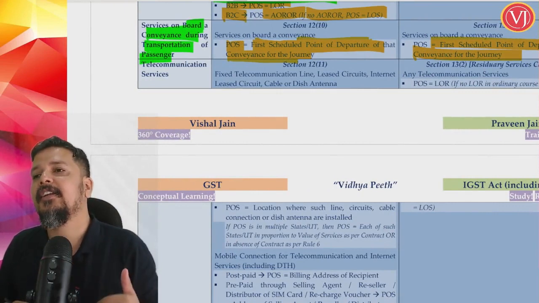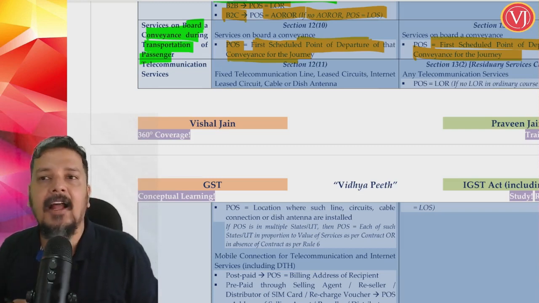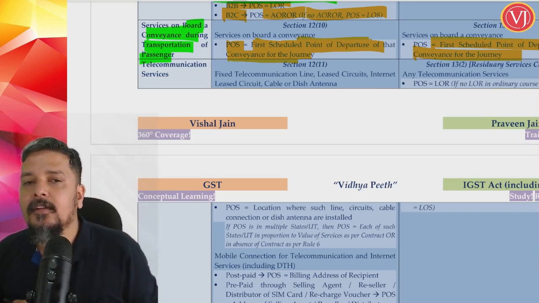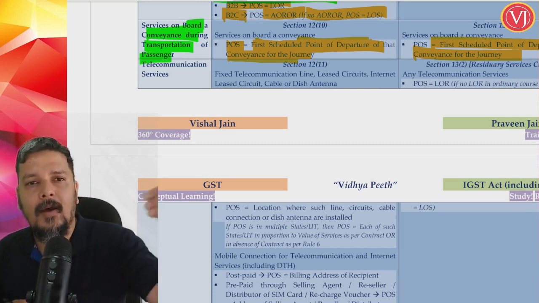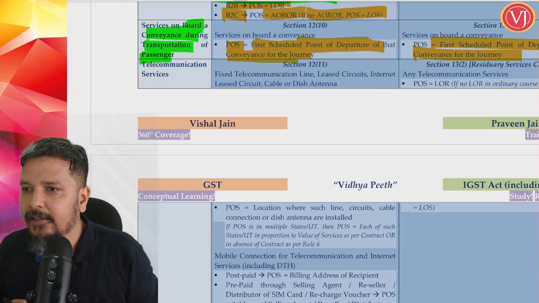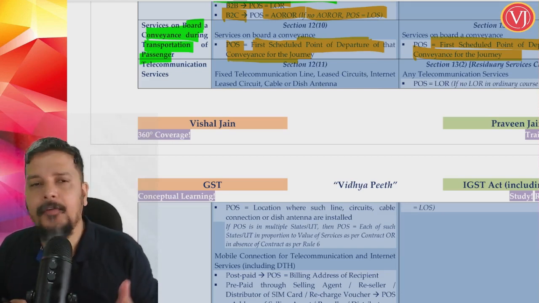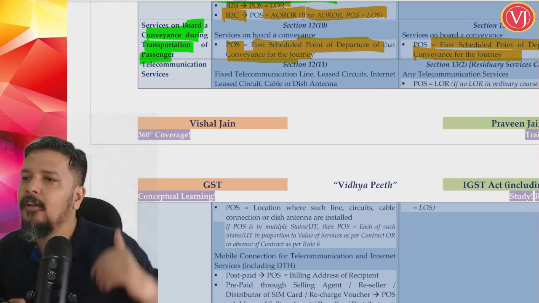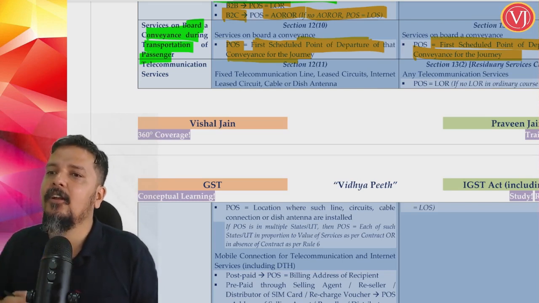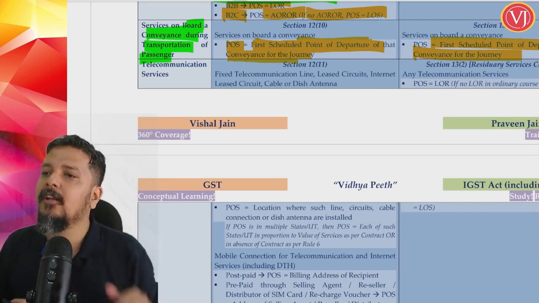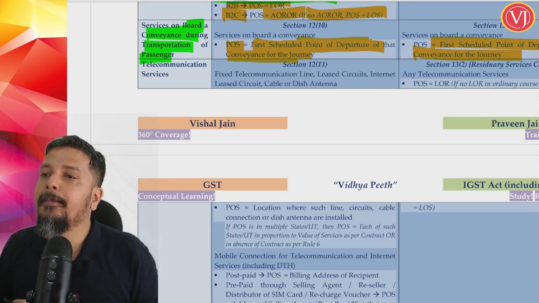Supposing the journey starts from Coimbatore via Bangalore, via Mumbai, finally to Delhi. A few of the passengers may have entered the journey at Coimbatore, a few at Bangalore, a few at Mumbai. But for all these passengers, whether they entered the conveyance in Coimbatore or Bangalore or Mumbai, if they have taken the services on board a conveyance, POS will be the same.